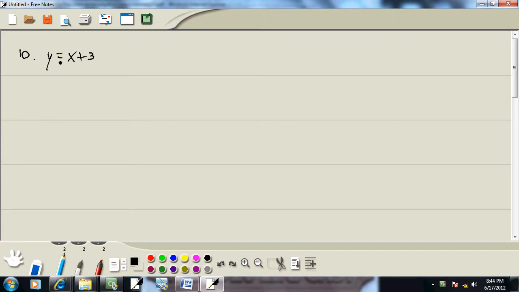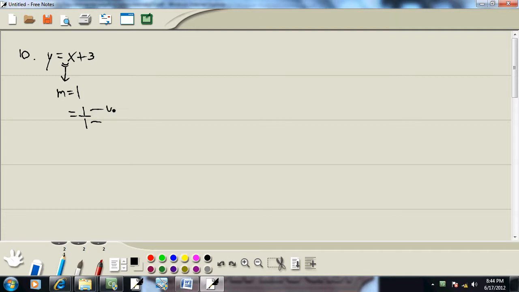Now this is in slope-intercept form, and that's when you have the y by itself. If you have it in slope-intercept form, assuming it's linear, then your number that's in front of the x is your slope, represented by the little m. And we usually want to write it in fraction form, so it'd be 1 over 1. You can always create a fraction by putting it over 1. This is a change in y over change in x.